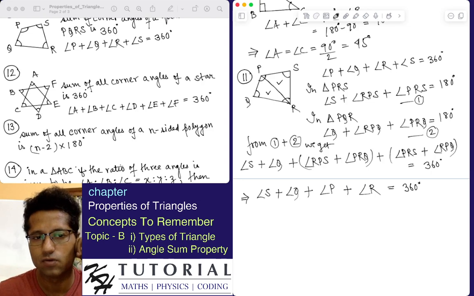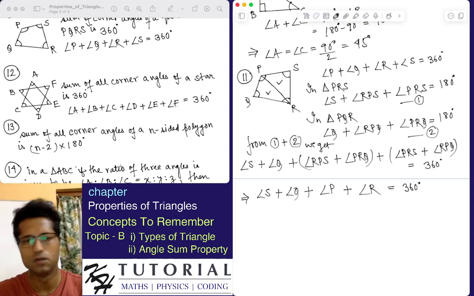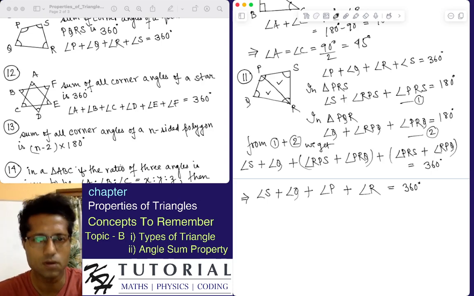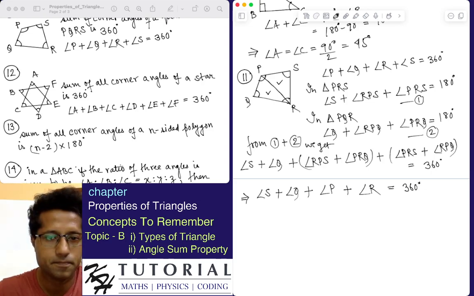The reason is the same: you have two triangles, and if you add the corners of the star, you are basically adding the angles of two triangles. And since the sum of the angles of one triangle is 180 degrees, we will have 180 plus 180 equals 360 degrees. So the sum of all corner angles of a star is 360 degrees.